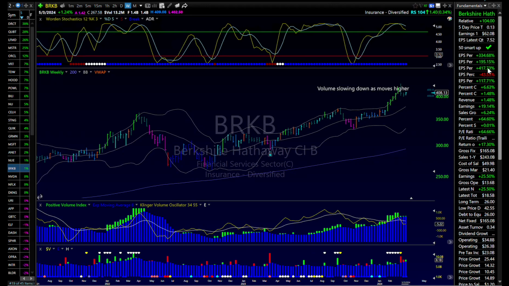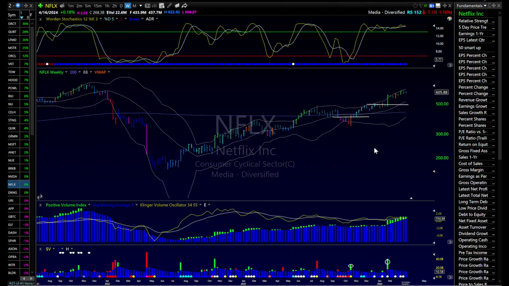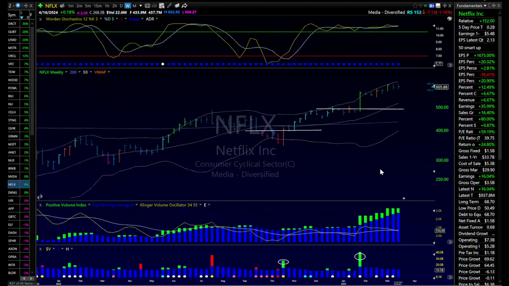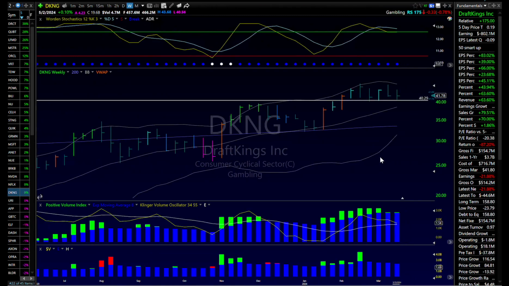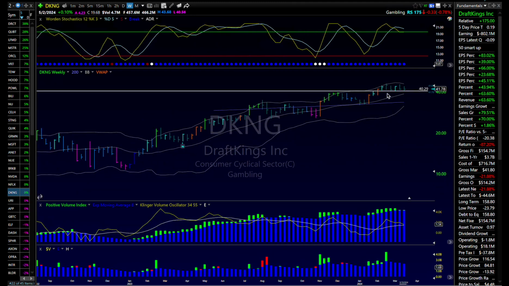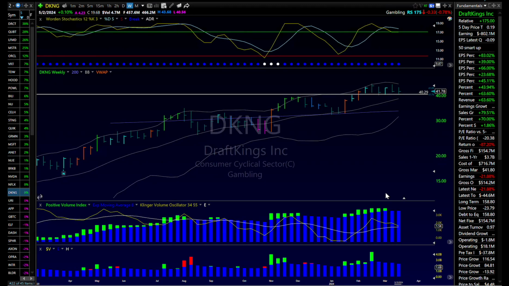Berkshire Hathaway, wow, look at the earnings growth on this thing. Still hanging in there, Netflix. DraftKings, volume slowing down a little bit. Hit a buy signal there, still holding above it. Fundamentals are all right. Yeah, I don't see any selling.